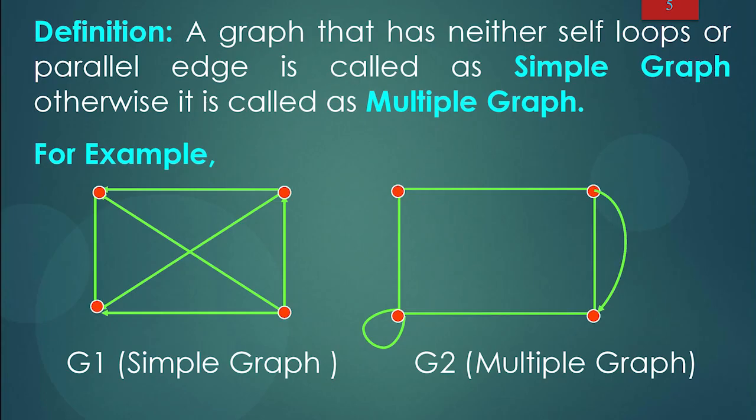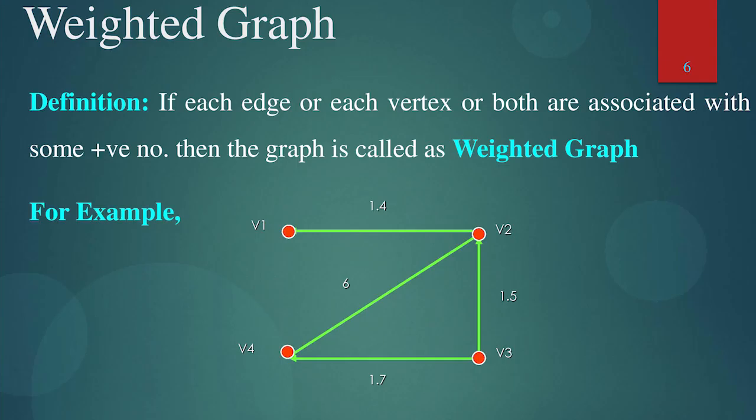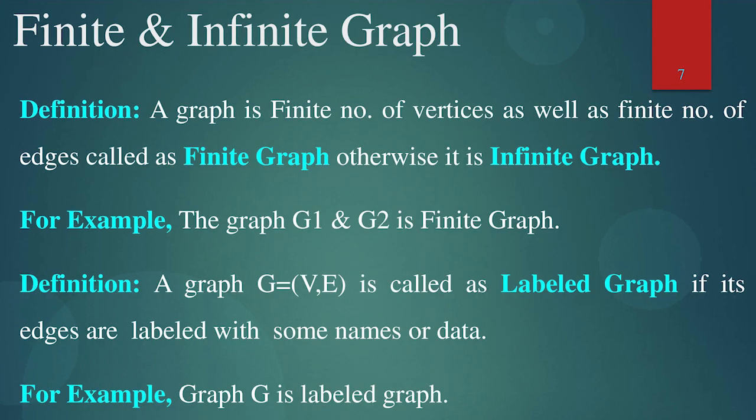Simple and multiple graphs. Definition: a graph that has neither a self-loop nor parallel edges is called a simple graph. Otherwise, it is called a multiple graph. For example, G1 is a simple graph, and G2 is a multiple graph. Weighted graph: if each edge or each vertex or both are associated with some positive number, then the graph is called a weighted graph. Finite and infinite graph: a graph with a finite number of vertices as well as a finite number of edges is called a finite graph. Otherwise, it is an infinite graph. For example, the graphs G1 and G2 are finite graphs.